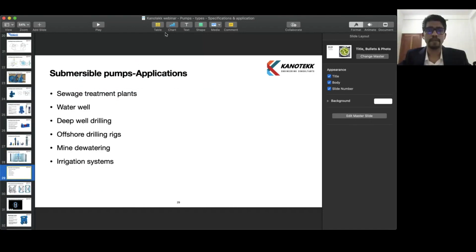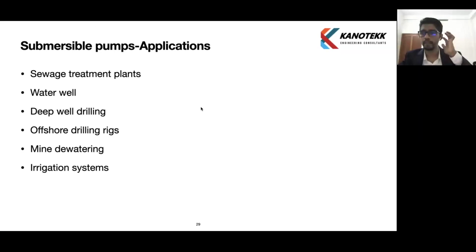Okay, that was about submersible pump. So where we use submersible pumps, we will see sewage treatment plants, water well, deep well drilling, offshore drilling rigs, mine dewatering, irrigation systems. In the offshore drilling rigs, we can see the raw water pumps, which are lowered to the sea. When the offshore drilling rig moves up, the height varies in different locations. So because of the height variation, we use raw water pumps, submersible type. The submersible type pumps are dropped into the sea, like using a raw water tower.